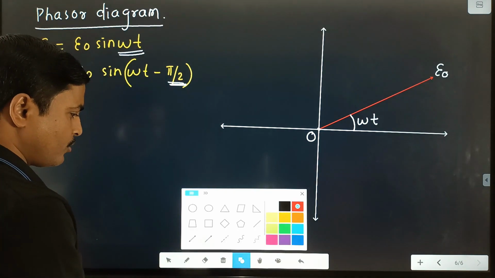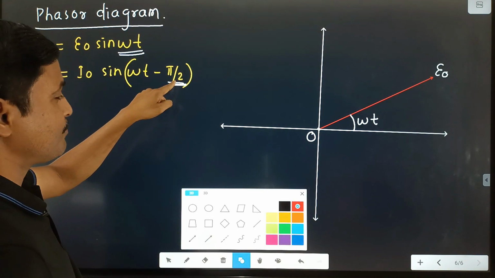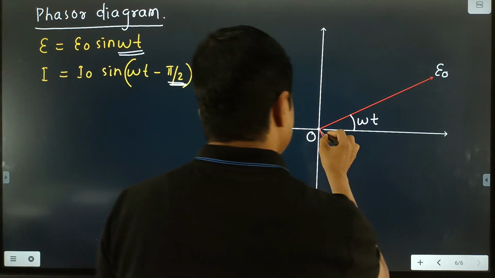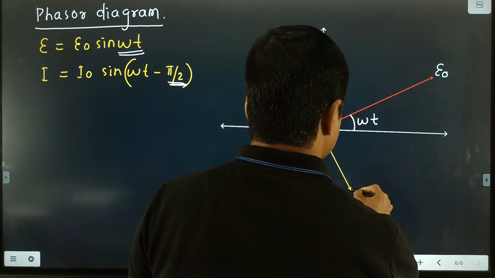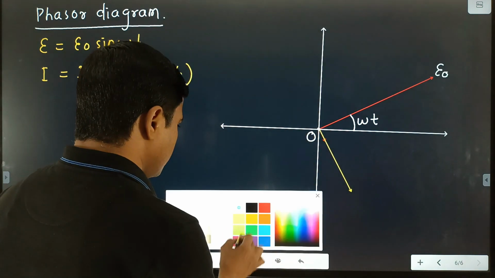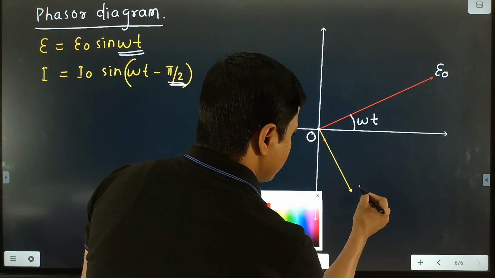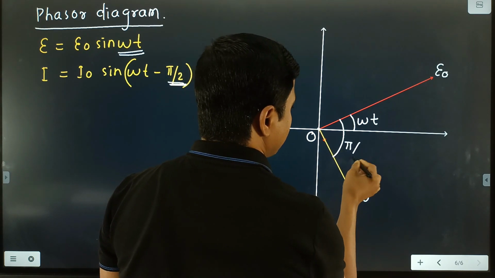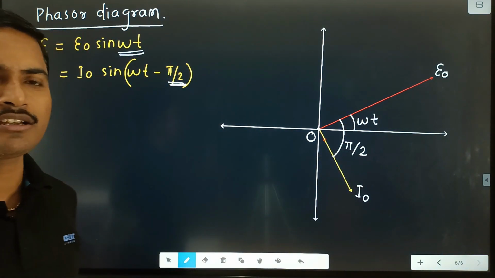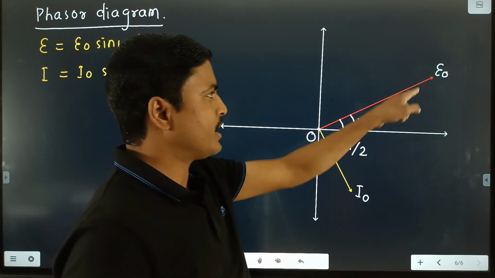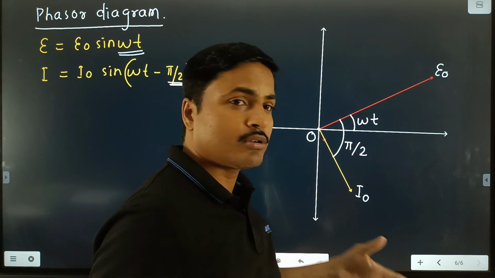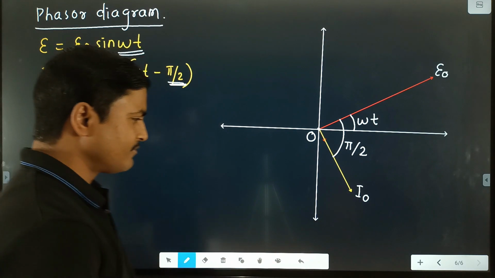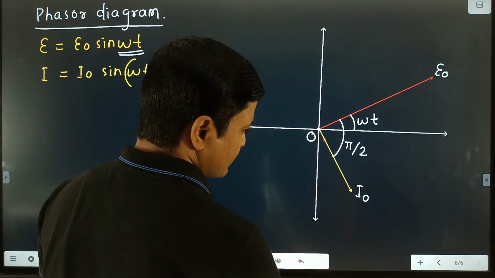So we draw the current phasor. The current phasor lags behind by pi by 2 angle. This one is the current phasor, and this is the maximum value of current. For maximum value of current, we write I0. This angle is pi by 2. This one is the phasor diagram because the two phasors are there. One is your EMF phasor, another is your current phasor. Clear? Then we draw the graph between E, I versus omega t.